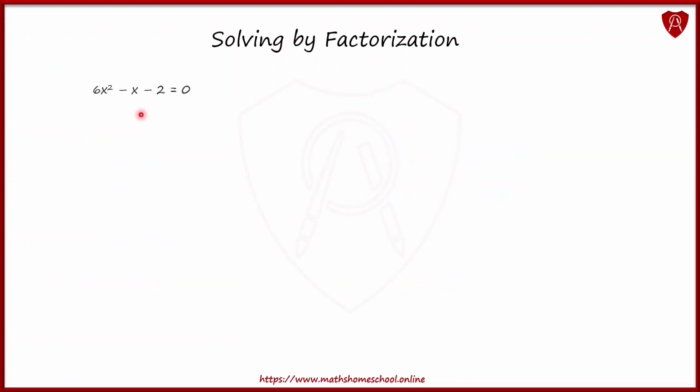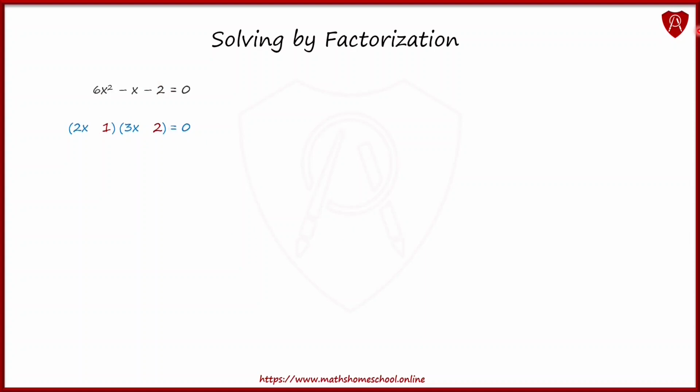6x squared minus x minus 2 is equal to 0. In brackets, we write the factors of the first term. 2x and 3x would multiply out to 6x squared. Note that we do not consider x and 6x because 6 would still remain unfactorized. Let's now look for the factors of 2. And we know it is 1 and 2.